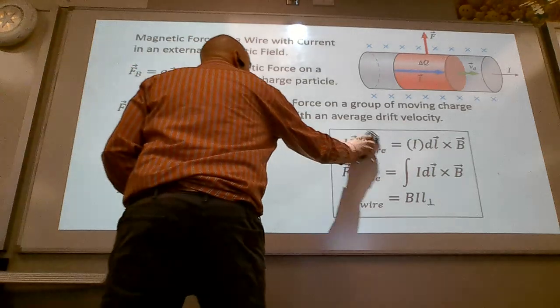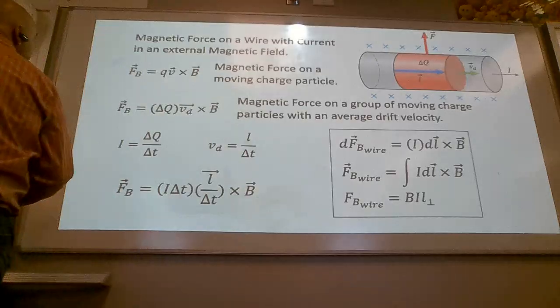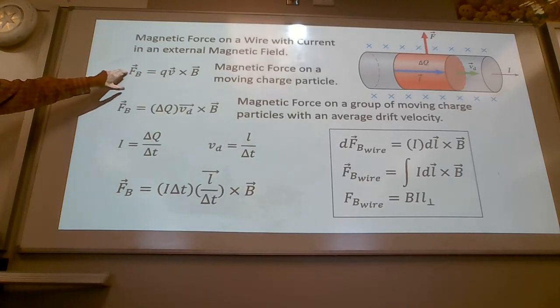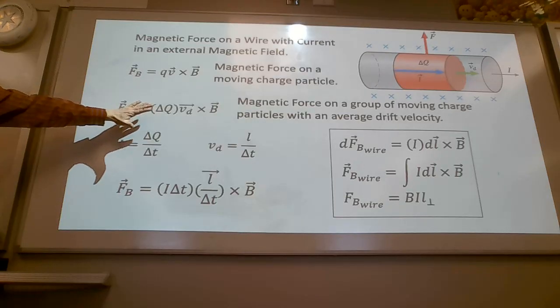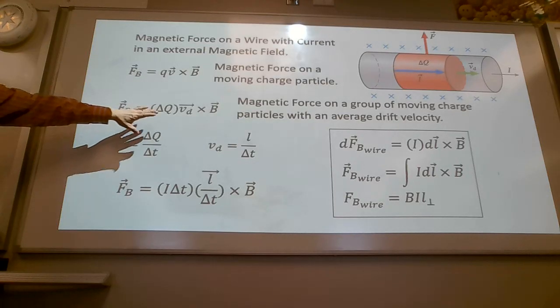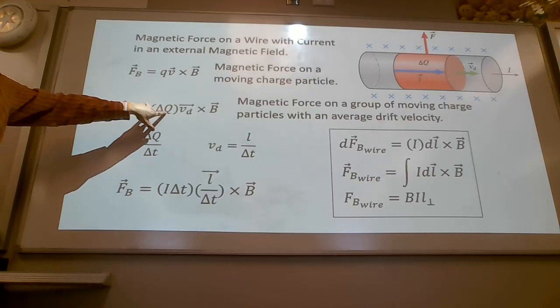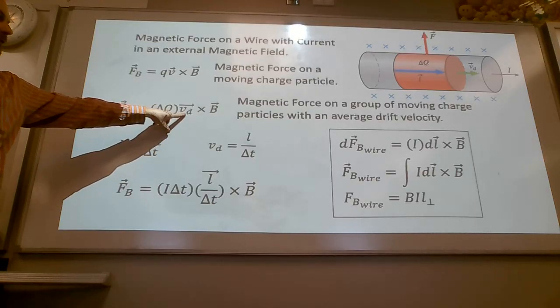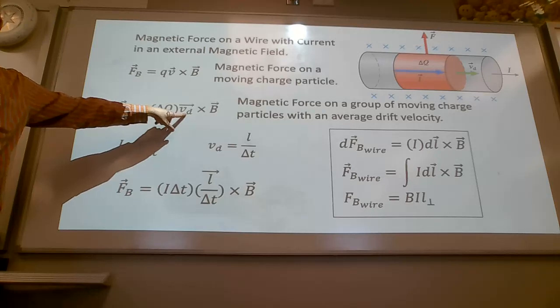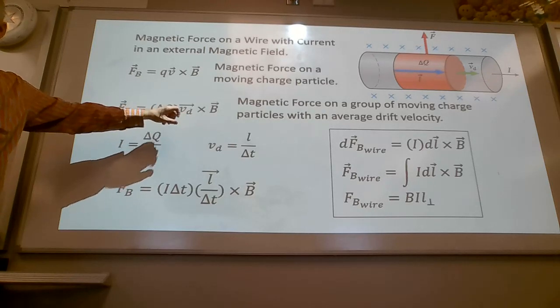We've got a magnetic force on a charged particle, that's given to us. Don't worry, don't copy this down. This is magnetic force on a chunk, a group of charges moving at some drift velocity. You're out of that? Not too bad.